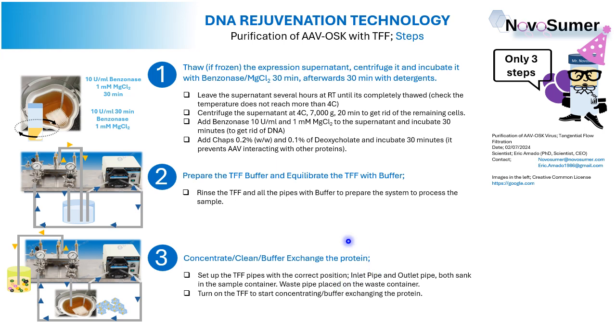Okay, these are the three steps. First one is centrifuging the sample and incubating with Benzonase, and afterwards with detergent. The second step is preparing the TFF system, and the third step will be concentrating, cleaning, and buffer exchanging the AV-OSK. You see here the protein, this is AV-OSK, okay? So let's go for it. Let's go step by step. Only 3 steps. Wow.